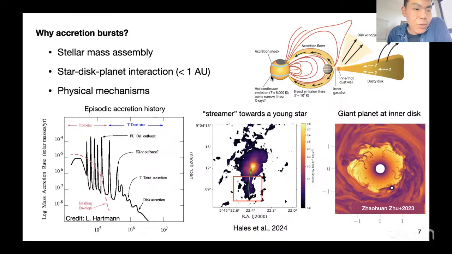In the end, we also want to study the physical mechanisms that create this outburst, whether a typical accretion disk can create this event, or we need some extra source that created this outburst. For example, this is Antonio Alice observed using ALMA, that one outbursting star has an accreting stream that links from the outer disk to the inner disk and creates this outburst, perhaps.